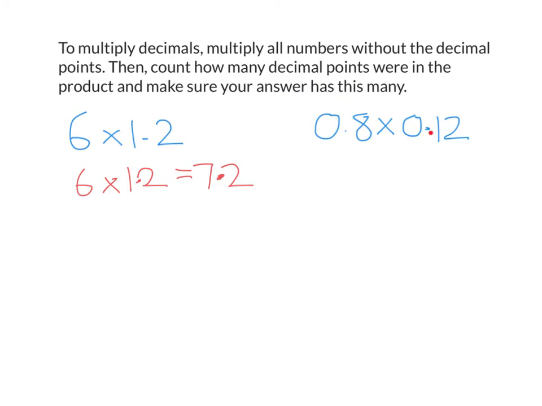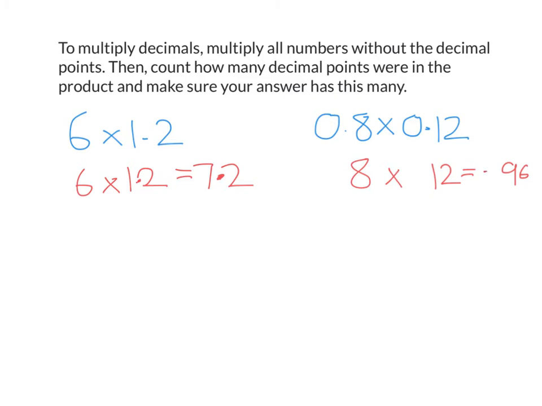So what about this here? 0.8 times 0.12. Well, again, I'm going to multiply 8 times 12. I'm going to multiply together the two numbers as if there were no decimal points. So I know that 8 times 12 is equal to 96. In the original numbers, there were 1, 2, 3 numbers after the decimal point. So my answer has to have 3 numbers after the decimal point. So I'm going to put a decimal point here.